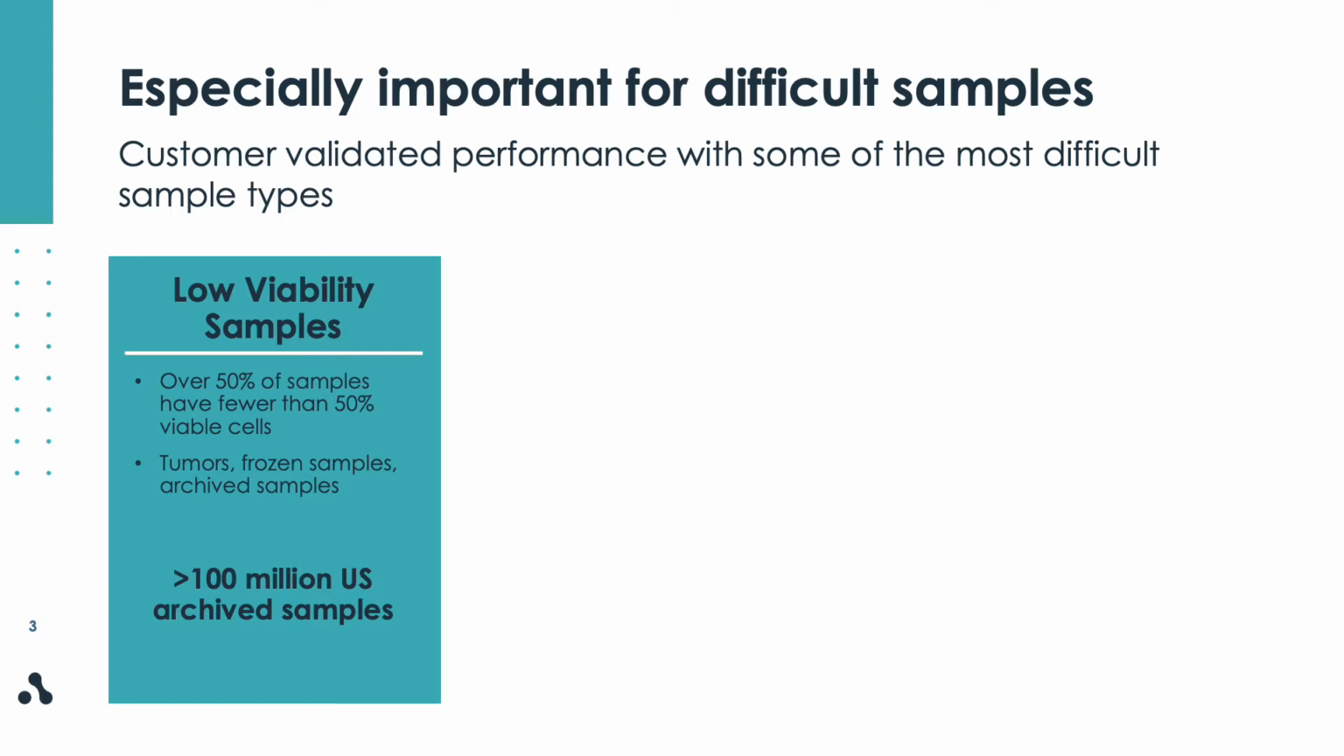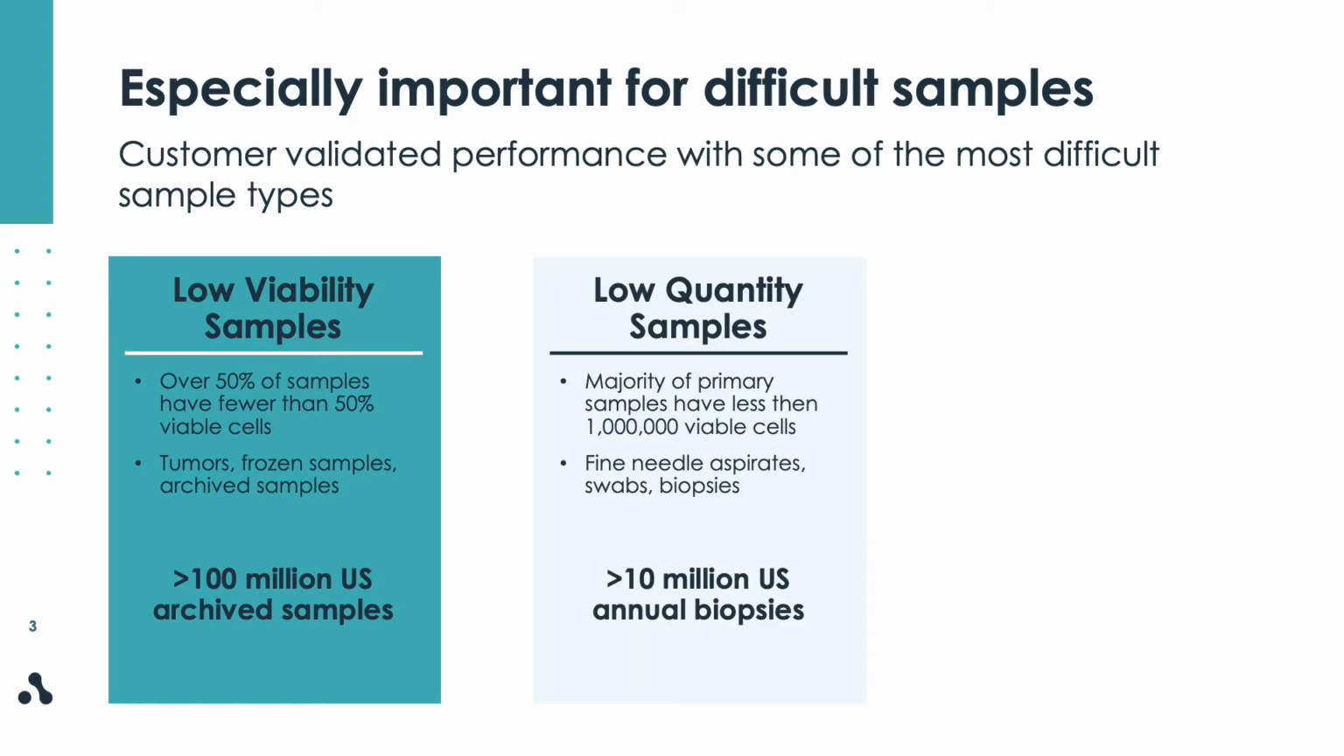Great examples of these samples are tumors, frozen samples, archived samples, any sample that has been stored for a long period of time. Quite often, at least 50% of those cells are dead and make that sample very difficult to process. Just as an example of how big this need is, in the US, there's over 100 million of these archived samples waiting to be analyzed today.